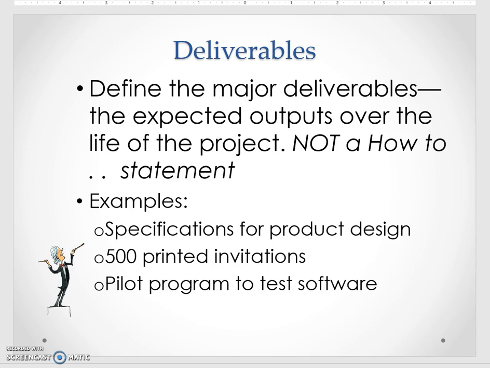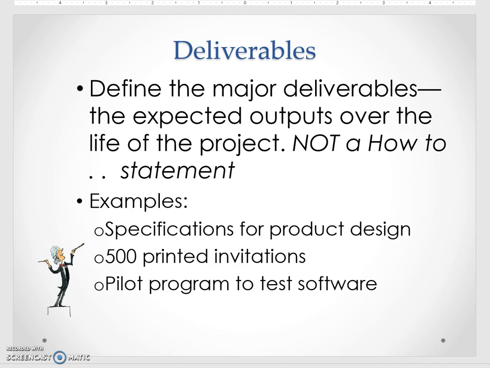Next are the deliverables. The deliverables of your project are those things that we expect to have as outputs. Now, they don't necessarily have to be tangible. We don't have to be able to touch them, but what are we expecting to put out through our project? This is not a how-to list, so we don't want to list it as I'm going to do this, then I'm going to do this, then I'm going to do this. It's really more of a statement rather than a list.